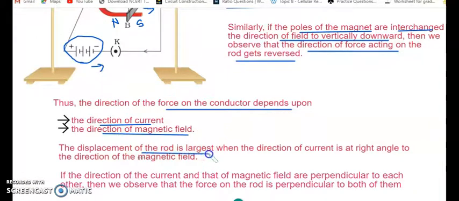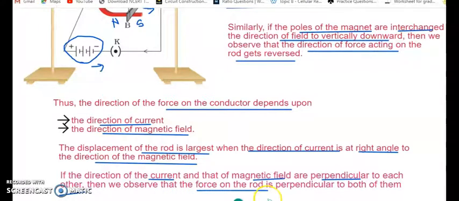The displacement of the rod is largest when the direction of the current is at a right angle to the direction of the magnetic field. As we know, the force depends on two things: the direction of the current and the direction of the magnetic field. If we want the maximum displacement to occur in the rod, the only way is to allow the direction of the current to be exactly perpendicular to the direction of the magnetic field. Then the rod will have the maximum displacement. If the direction of the current and that of the magnetic field are perpendicular to each other, then the direction in which the rod will get displaced is also perpendicular to both of these.